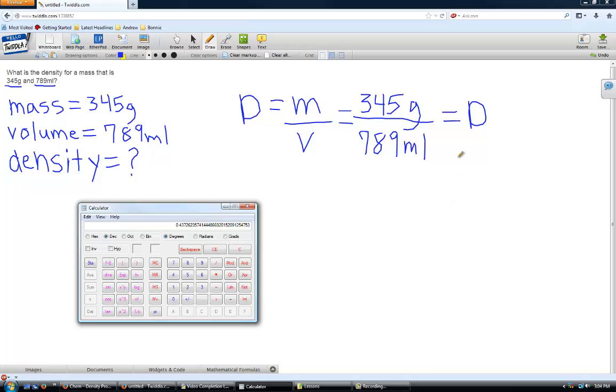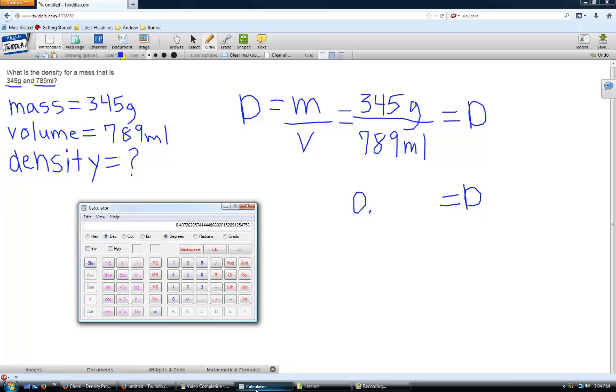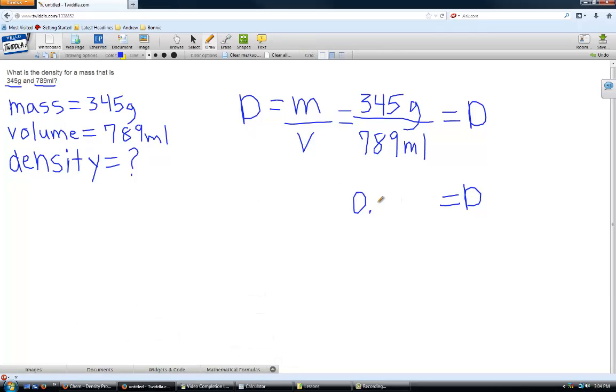What I like to do is copy what I had above. Density equals 0.437. And the units of density are going to be a combination of the exact units I had before. The units are going to be grams per milliliter. You can also write per 1 milliliter.